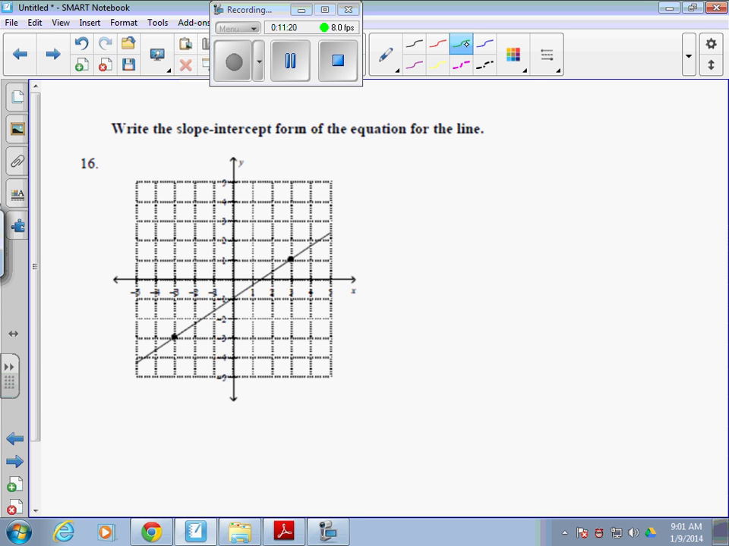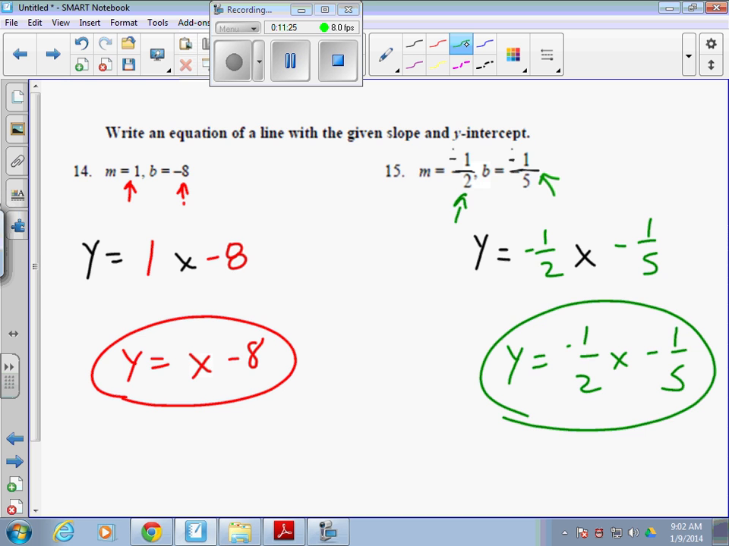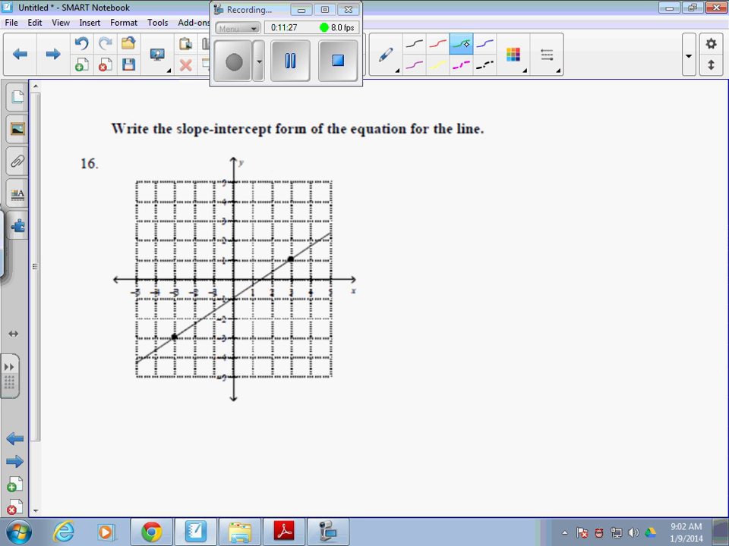So writing the slope-intercept form of this equation, unlike numbers 14 and 15 where you were given m and b, you have to figure out m and b from this one. It's called slope-intercept because you need to find the intercept, which is negative 1, and the slope. So use the 2 points that are highlighted for you to make it easy.